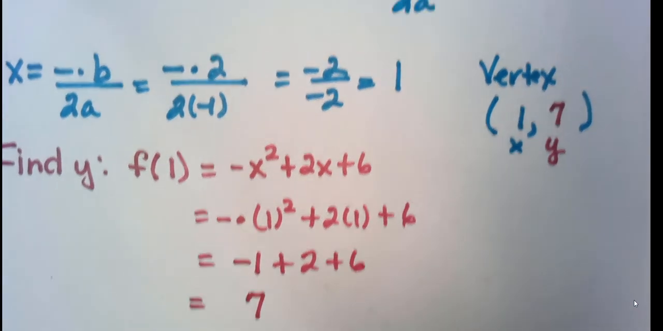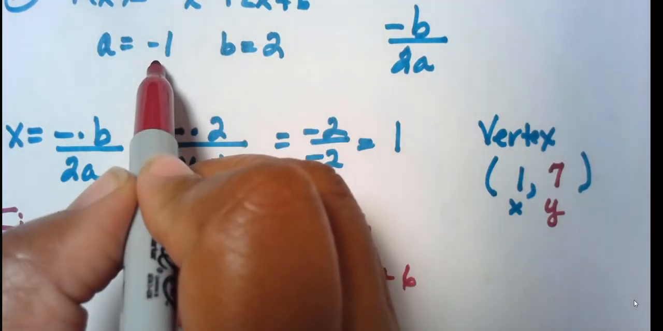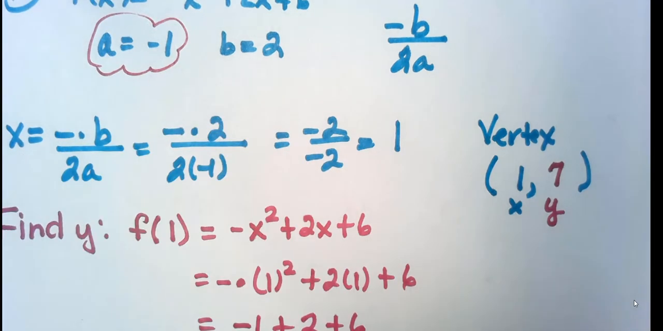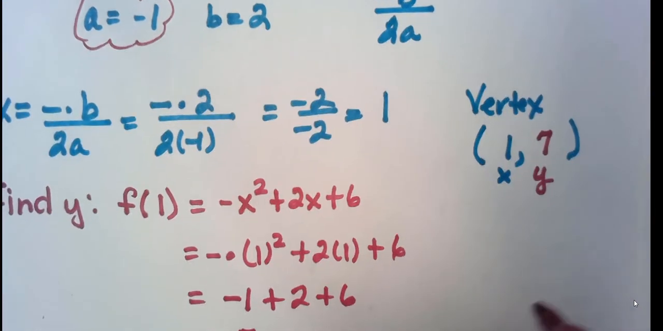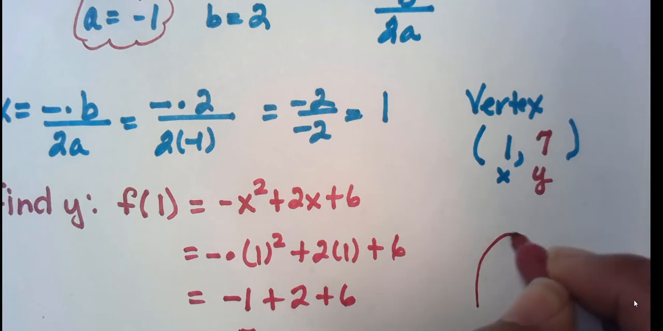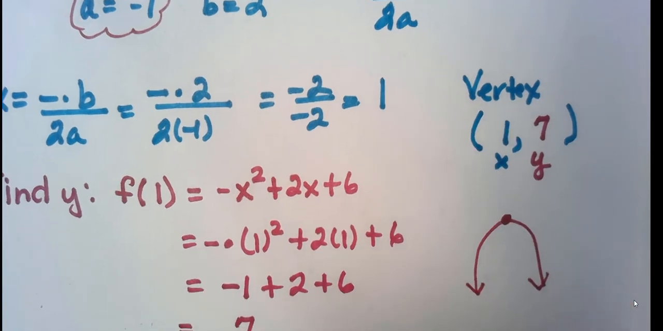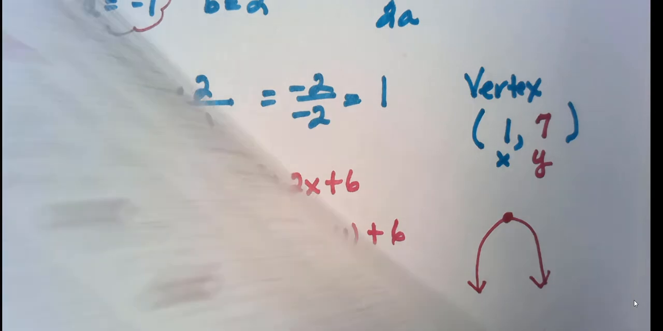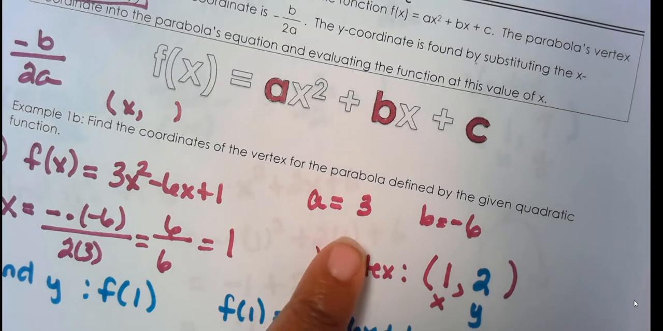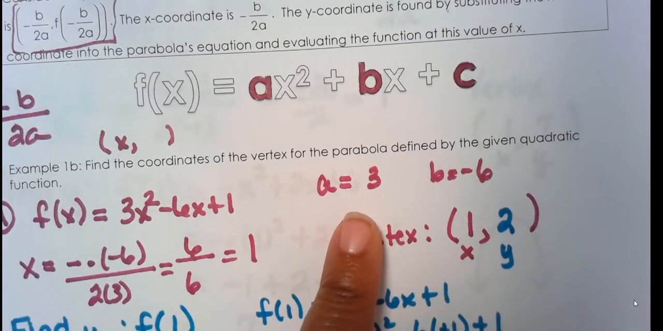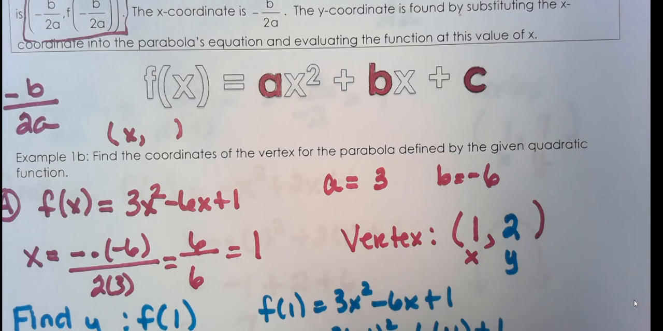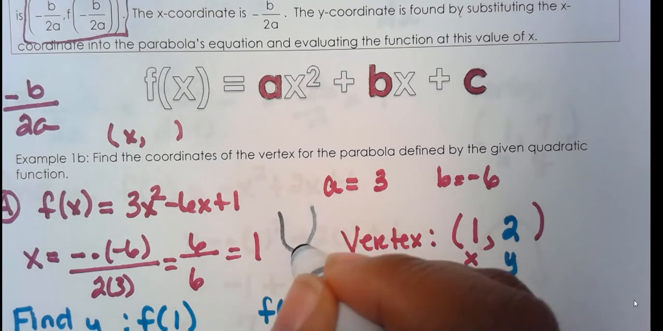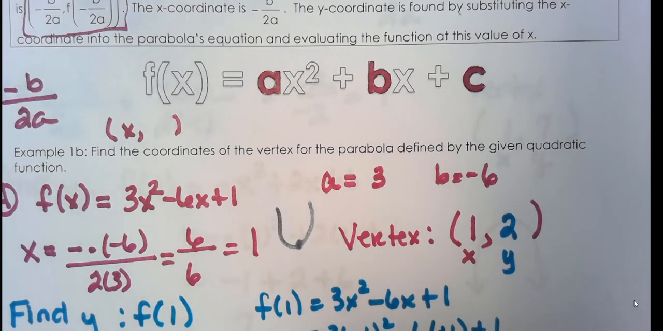Now, if you look at our a here, because it's negative, that means if we were to graph this equation, the parabola will open downward, where the highest point of this parabola is at (1, 7). Whereas in the previous example that we just completed, our a is positive 3. So this graph would open upward, where the lowest point would be at (1, -2).